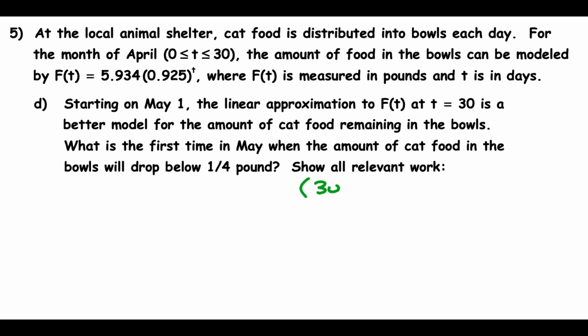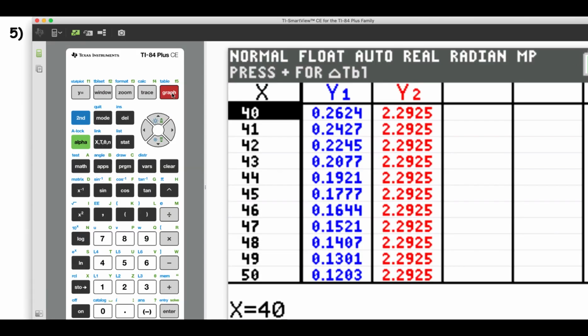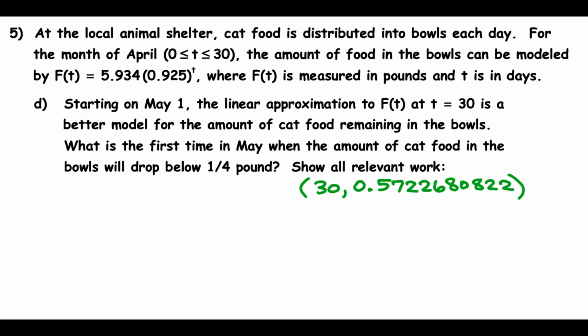So if time is 30, the amount of food we're going to have to see. We already have it graphed, so again, let's go back to the graph. This time we can go to the table. And we just go to 30. Actually, that's not too far from where we were before. And it's 0.5723. If you need to be more accurate, you can hover over it, and then down on the bottom, you get a super accurate decimal. So I don't have to go out quite that far, but that's fine. Let me write that down on the other page. 0.572268. All right, that's more accurate than I could possibly need.